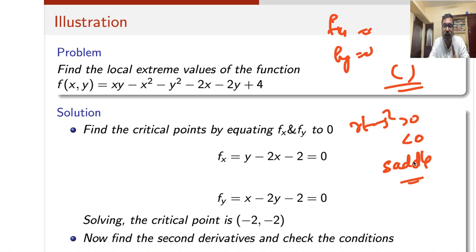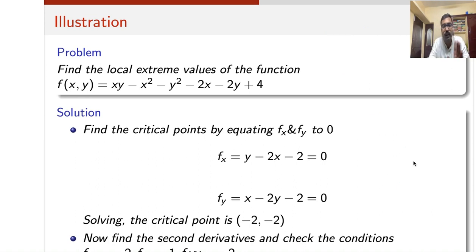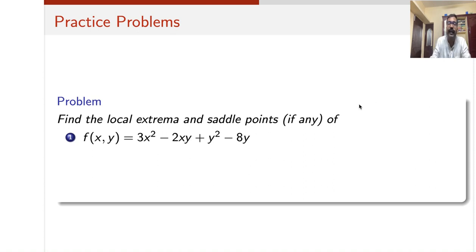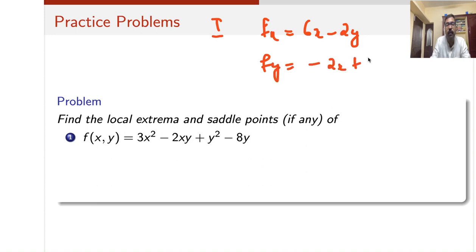Let us try to do some more problems here. Take this problem, please do it with me. f of xy is equal to 3x square minus 2xy plus y square minus 8y. For the first step, find the critical points. For that I need my fx. The fx is 6x minus 2y. Notice your fy is minus 2x plus 2y minus 8. Equate both of them to 0.